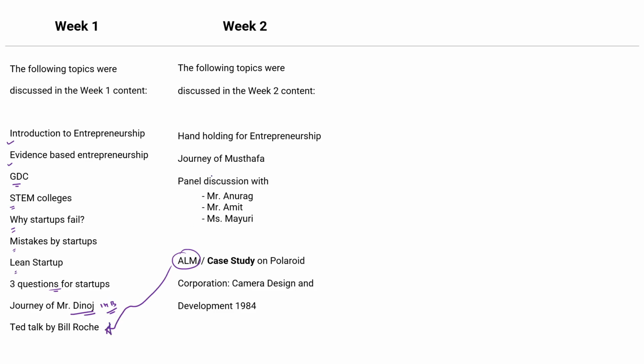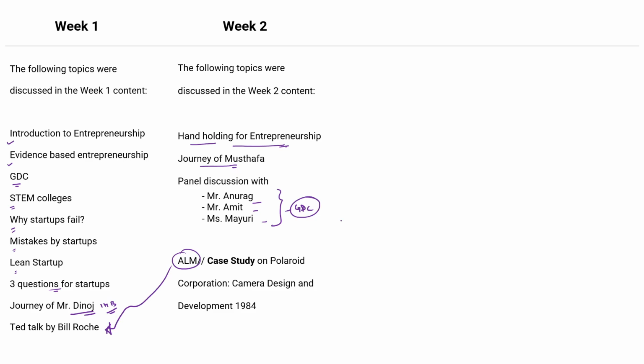And then there is additional learning material, which was talked about by Bill Roche. If we talk about week two, we have handholding for entrepreneurship, the journey of Mustafa. And then there was a panel discussion with three people who were a part of the GDC program. They were sharing their insights, their learnings, their failures, their moments of truth.